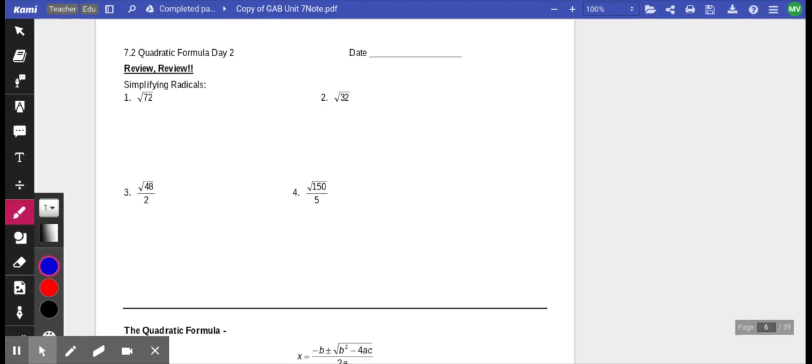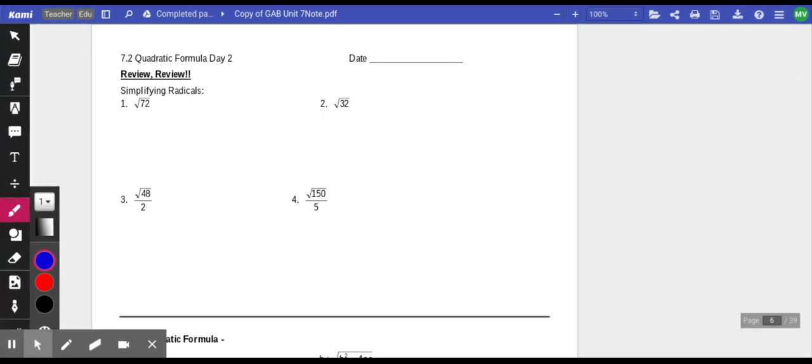Hello, everyone. Today we are continuing with solving ratio and proportions and focusing on things where we need to use the quadratic formula. So the first thing I want to do is I want you to pause and simplify these radicals, 1 through 4. Try them, come back and check your answers.